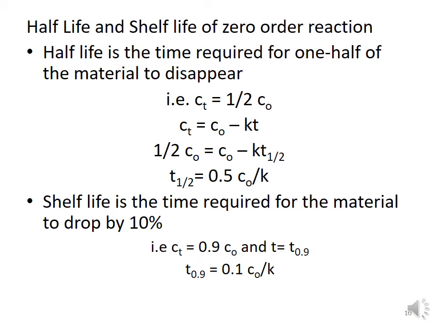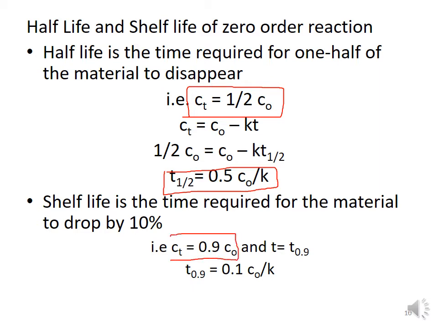This is the half-life of a zero order reaction. We define C as half of the original concentration. Substitute in the zero order equation, the half-life equals 0.5 C naught divided by the reaction rate constant. In case of the shelf life, the concentration equals 0.9 C naught, which is the original concentration, and substitute in the zero order equation, the shelf life equals 0.1 C naught divided by the reaction rate constant.